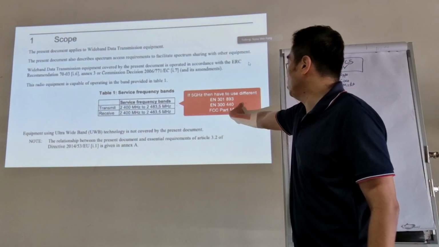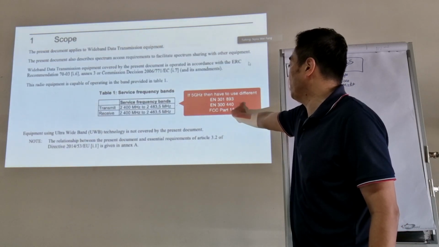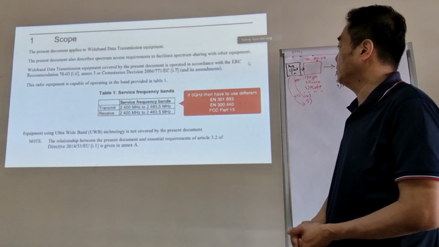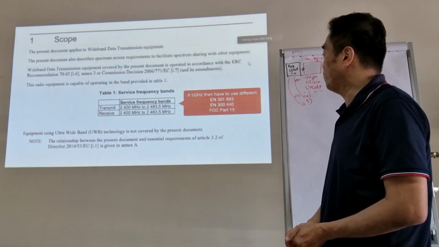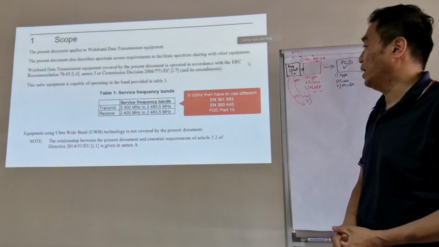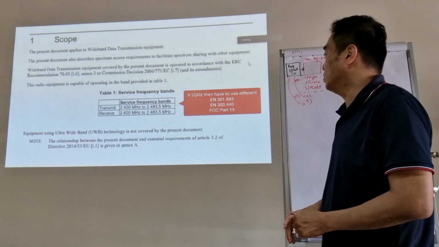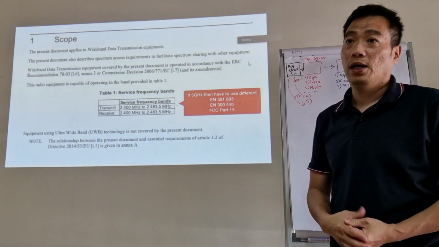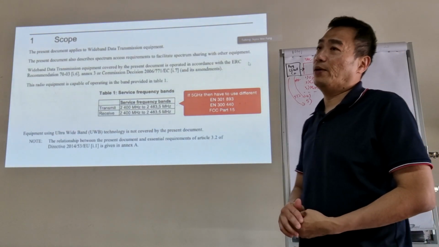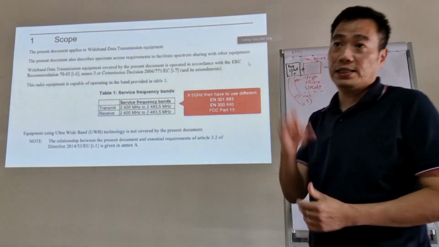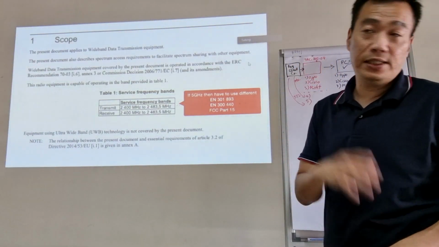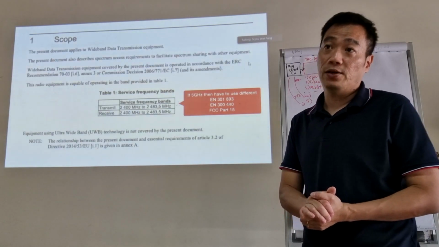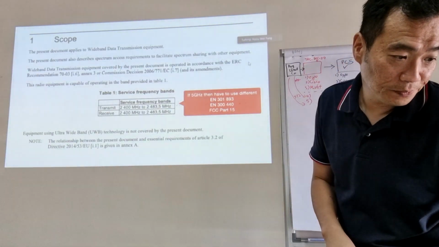For 5 gigahertz, you have to check using a different one, EN 301 893, EN 300 440, or if accepted for ours, we do also accept FCC Part 15. But for radio frequency, there's a slight difference there. Again, check with Kaida.